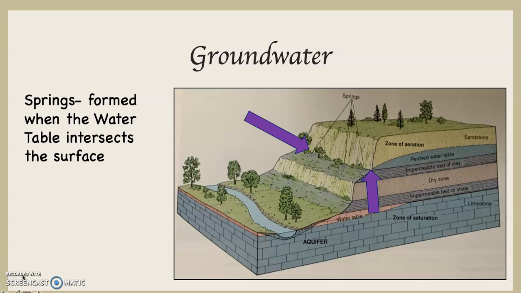A spring is formed when the water table intersects the surface, as you can see pointed out with the purple arrows. You can see it says perched water table over on the right-hand side in that zone of aeration, sandstone, that whole area there, and the blue is representing the zone of saturation. But then you can see that the water table intersects the ground just above that impermeable bed of clay, the aquiclude, and that allows water to flow onto the surface. That's how a spring is formed.